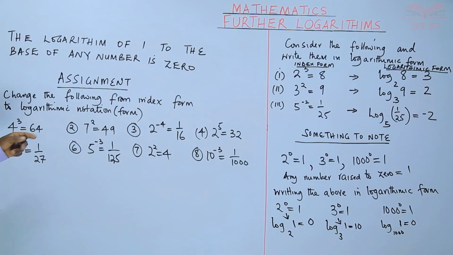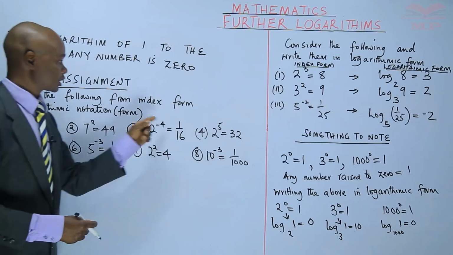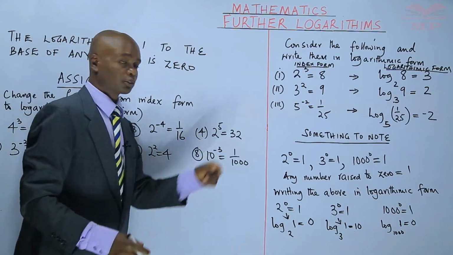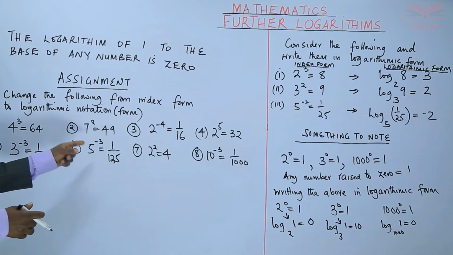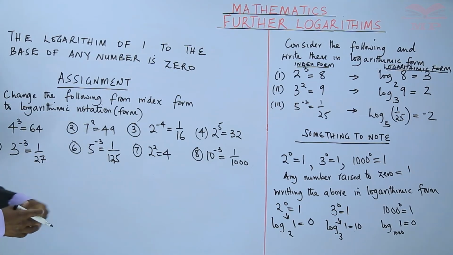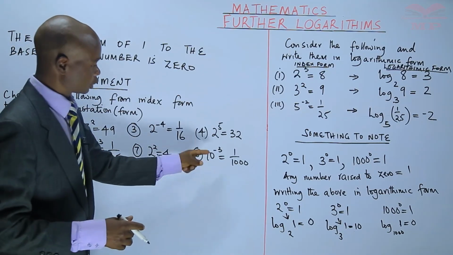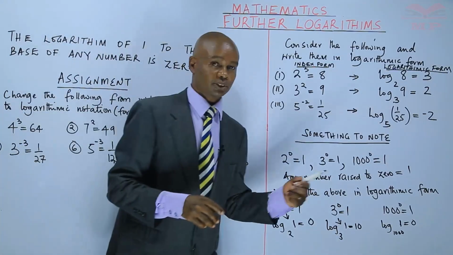1, 4 raised to 3 is 64. 2, 7 raised to 2 is 49. 3, 2 raised to negative 4 is 1 over 16. 4, 2 raised to 5 is 32. 5, 3 raised to negative 3 is 1 over 27. 6, 5 raised to negative 3 is 1 over 25. 7, 2 raised to 2 is 4. And lastly, 8, 2 raised to negative 3 is 1 over 1,000.